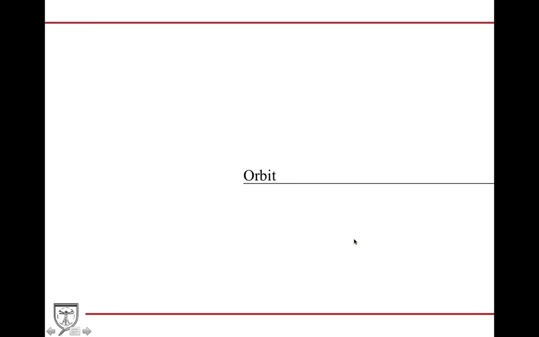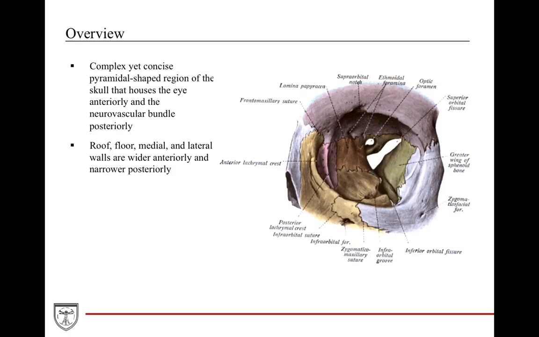So now we'll discuss the orbit. So the orbit, as we mentioned, is this bony encasement for the eyeball. It's a pyramidal-shaped structure that houses the eye and protects the neurovascular structures. And it has those four walls, those two fissures, and that optic canal, or that optic foramen.